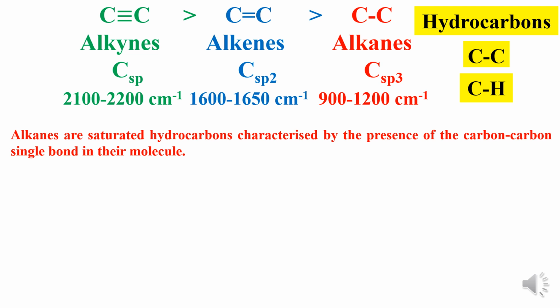While alkenes are unsaturated hydrocarbons characterized by the presence of a carbon-carbon double bond in their molecule. And the carbon atoms in the case of alkenes are sp2 hybridized. And alkynes, they are highly unsaturated hydrocarbons characterized by the presence of a carbon-carbon triple bond in their molecules. And the carbon atoms in the case of alkynes are sp hybridized.